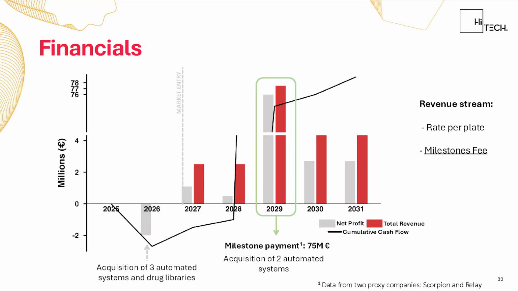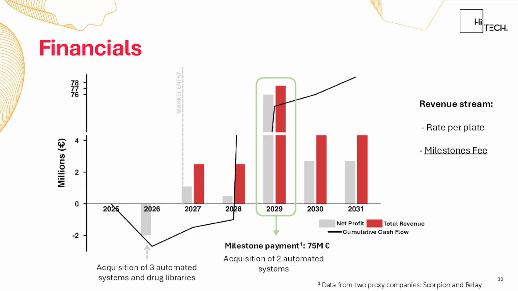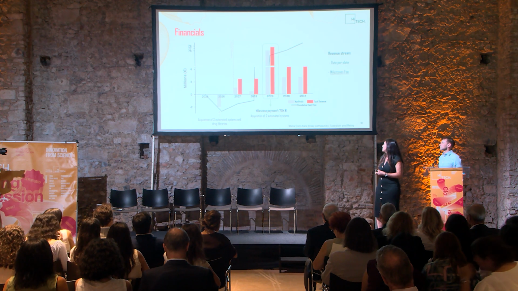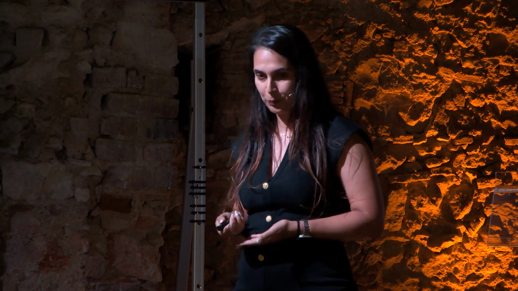The investment needed will be used to acquire automated systems, and then by 2027, when we enter the market with our commercial screening service, we will generate our first revenue by a rate per plate. And then, at the same time as we are going with our drug licensing pipeline, by 2029 we forecast the first milestone payment of 75 million, and this is data from two proxy companies that have a path similar to ours. And then, as we grow and expand our company, we will be able to generate more revenue.